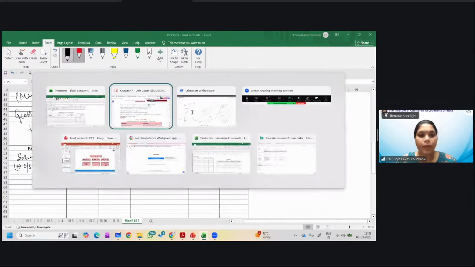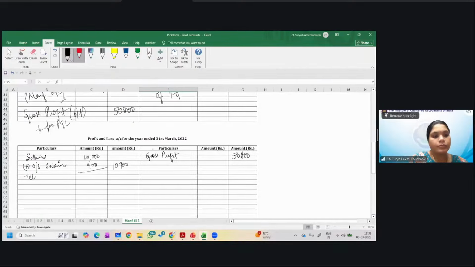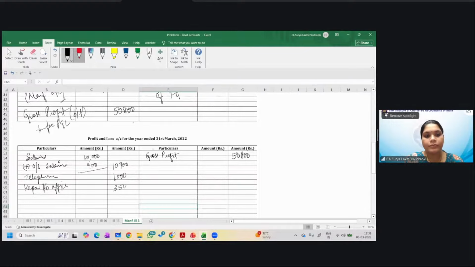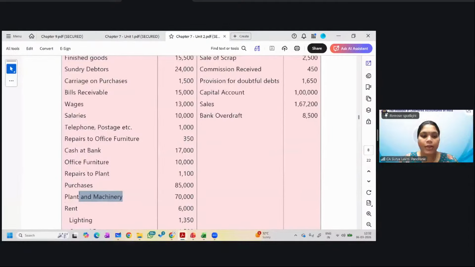Okay. Then what else we have? Salaries are done. Telephone and postage. How much is telephone and postage? 1,000. Then we have repairs to office furniture, 350. Right. Next we have cash at bank, will not take it here. Office furniture we won't take. Repairs to plant was taken in manufacturing. Purchases are done. Plant and machinery in balance sheet.